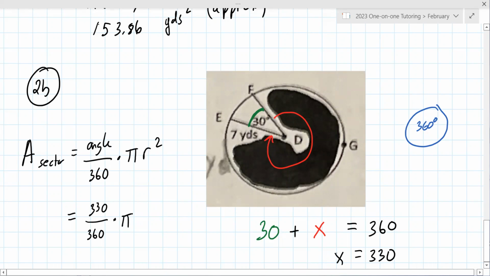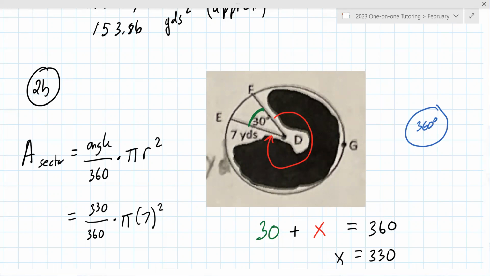What is the radius? The radius, it is 30. It is not 30. 330 divided by 360 times pi. That's around 7 yards. It's exactly 7 yards, 7 squared. Okay, very good.